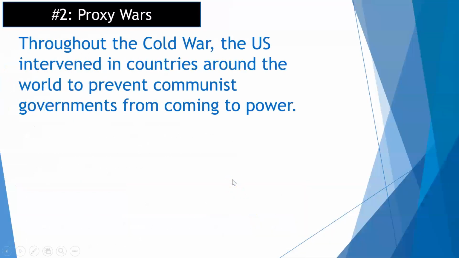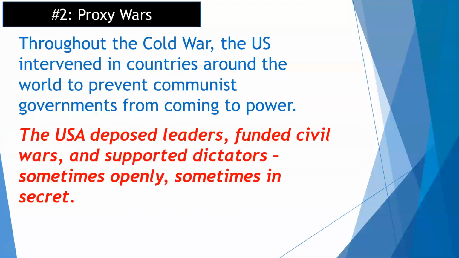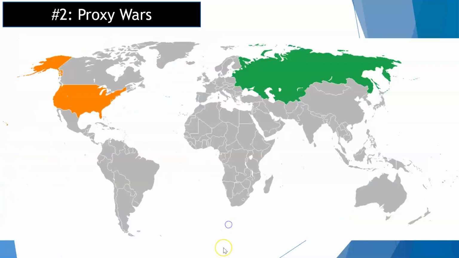More proxy wars. Throughout the Cold War, the U.S. intervened in countries around the world to prevent communist governments from coming to power. The U.S. deposed leaders, funded civil wars, and supported dictators, sometimes openly, sometimes in secret. Let's take a look at some of these interventions, starting in Latin America.